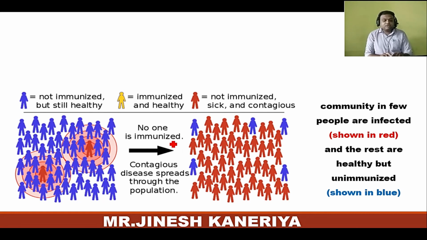In the condition where no one is immunized, the contagious disease spreads through the population. In the community, a few people are infected, in a particular red region. The rest of the healthy people are unimmunized, in the blue region. After contact with a red person, a blue person is converted to red, meaning they are not immunized, and after contact with the red person they are converted into the sick or disease condition.